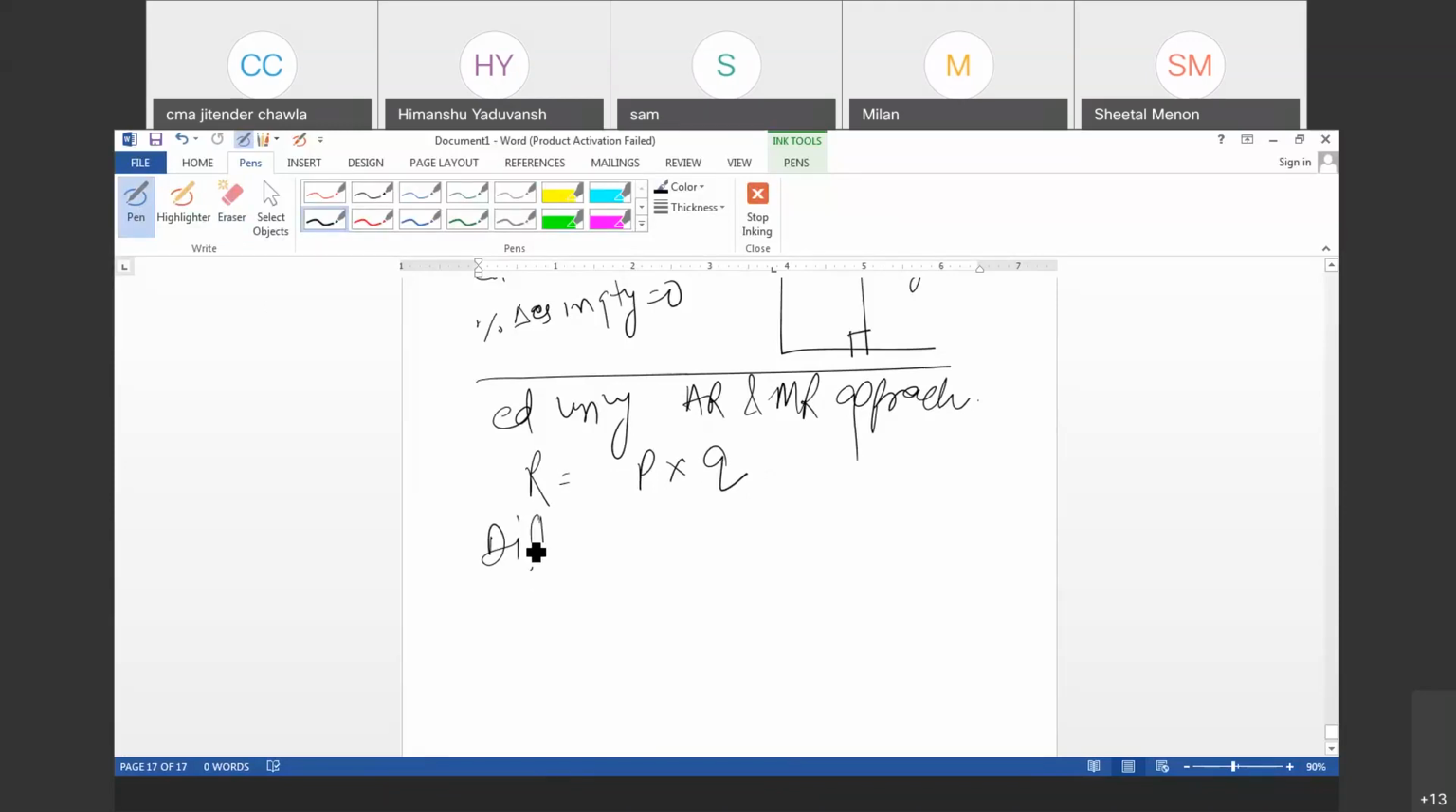Differentiate revenue with respect to quantity. What did it give me? The derivative of R with respect to Q is equal to the first as it is times the derivative of the second, plus the second as it is times the derivative of the first. Am I right? Please tell, have you understood or not?